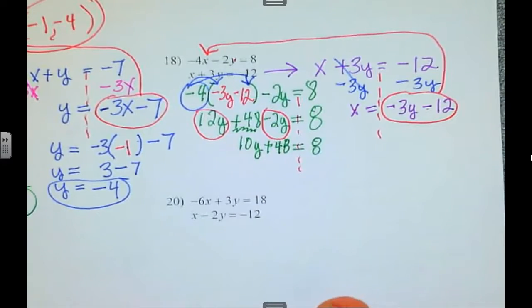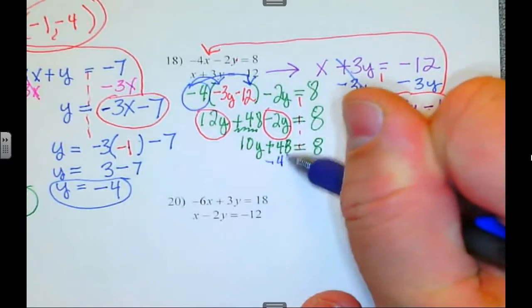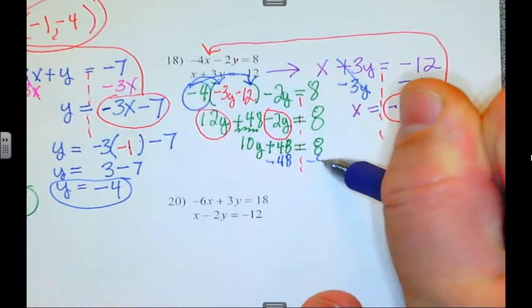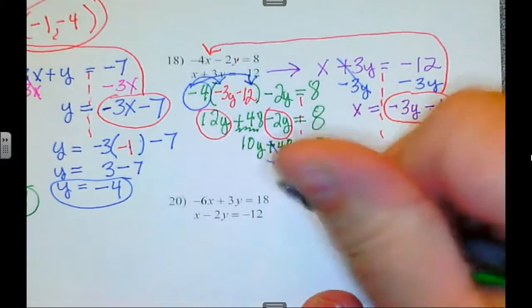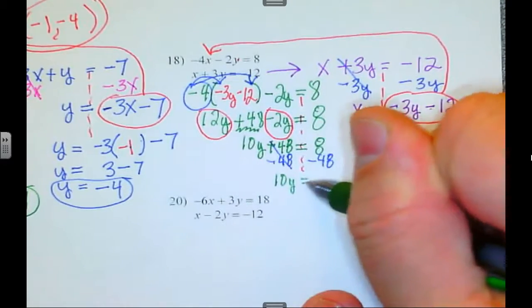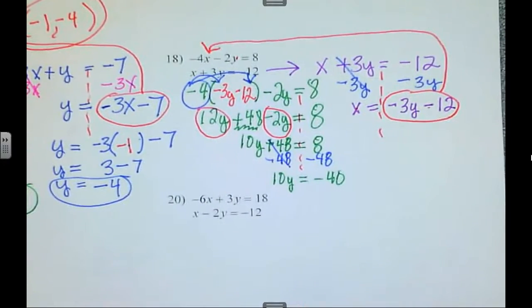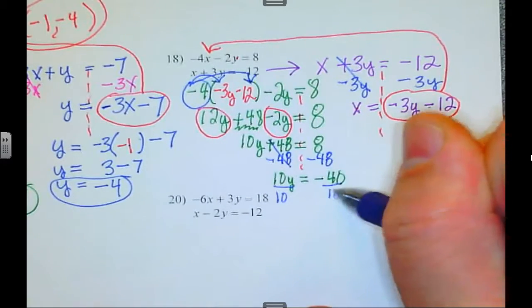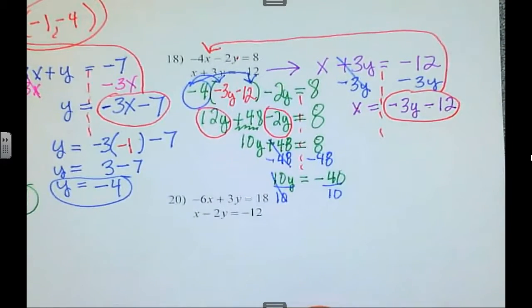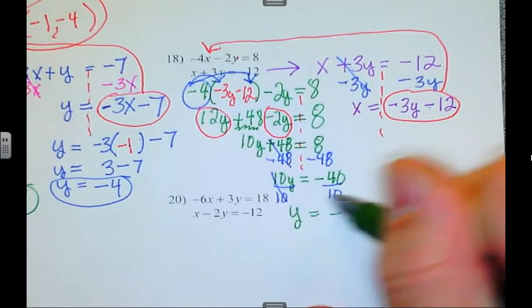Subtract 48 from both sides. So I get 10y equals negative 40, divided by the coefficient 10. So what does y equal? Negative 4. Good.